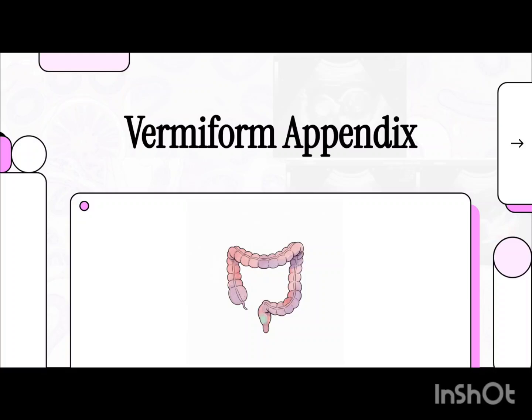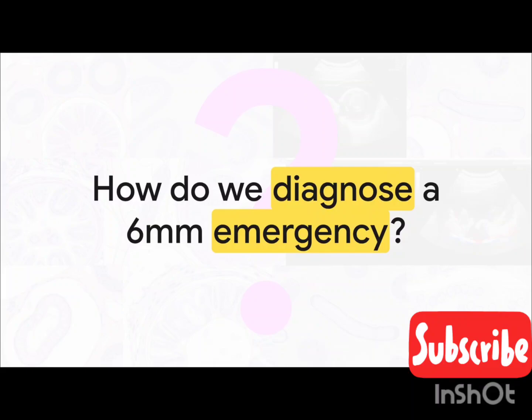To understand how to catch this emergency before it's too late, we really have to look closely at both the microscopic structure of the tissue itself and the high-tech ways we visualize it in real time. So that brings us to our central question. How exactly do we diagnose a 6mm medical emergency?